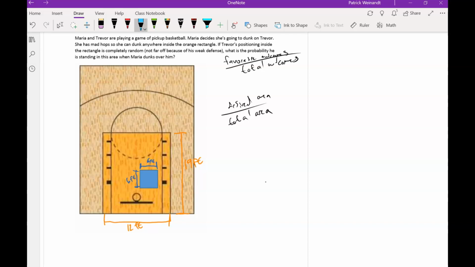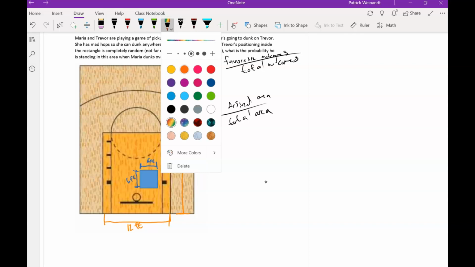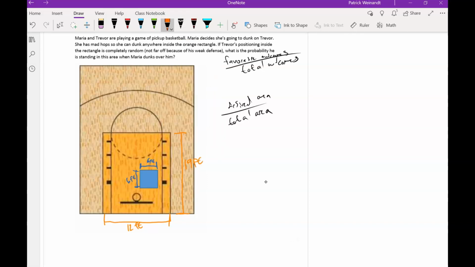I don't know if I actually have an orange marker. Let's change this one to orange. There we go. So the total area, if this is a rectangle, is going to be 19 feet times 12 feet. And this blue area is going to be 6 times 6, which is 36. So the probability that he's inside that blue square, we take our desired area over our total area. It's going to be 6 times 6 over 19 times 12.